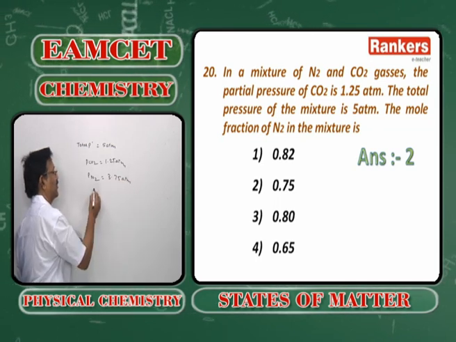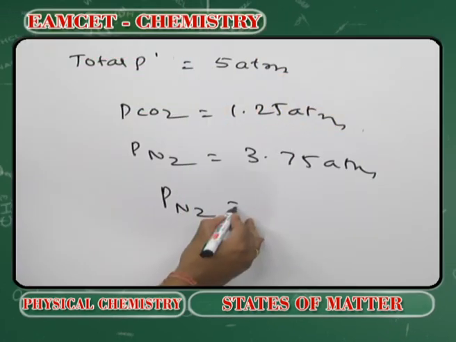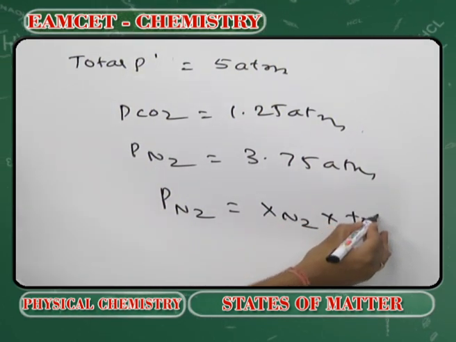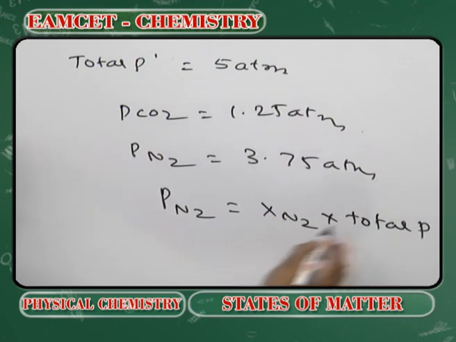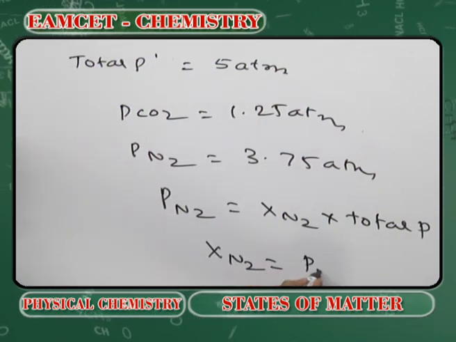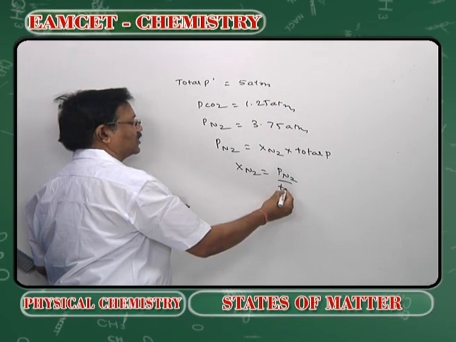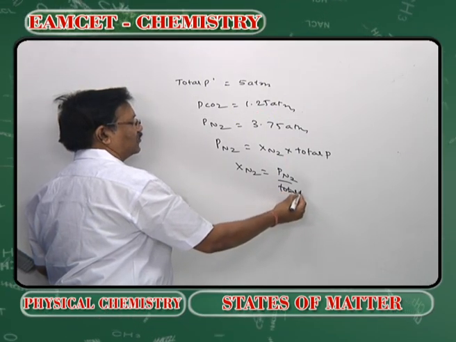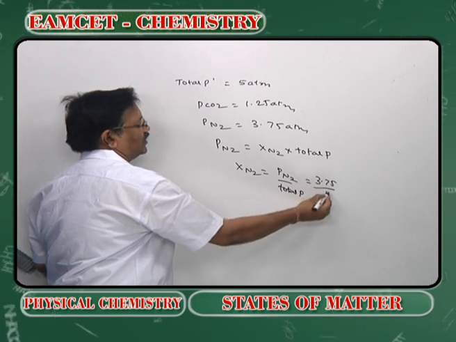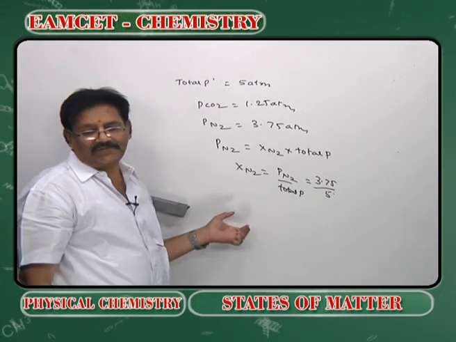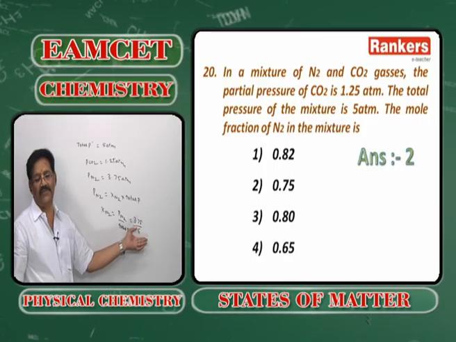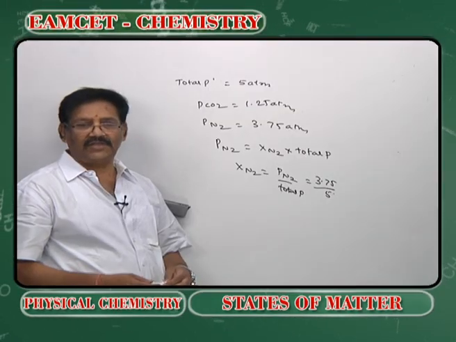Partial pressure of the nitrogen is equal to mole fraction of the nitrogen into total pressure. Mole fraction of the nitrogen will be equal to partial pressure of the nitrogen by total pressure, 3.75 by 5, which is equal to 0.75. We'll continue in the next class.